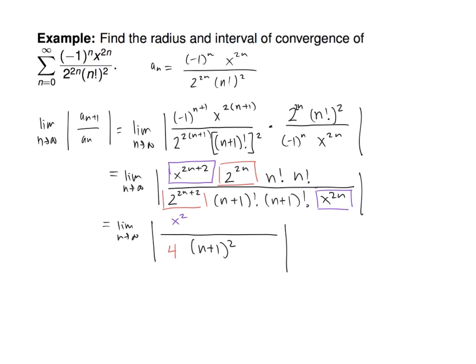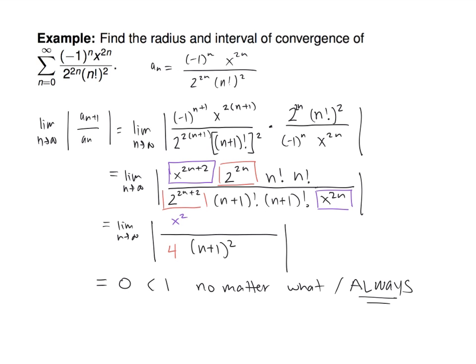We're assuming x squared is supposed to be a constant for this purpose. Yes, x squared is a constant for this purpose. So you really have a constant divided by 4 times something with n's in it. So where does this thing go? 0. So this limit is equal to 0 no matter what x is, right? How does 0 relate to 1? Less than 1. This is always less than 1.